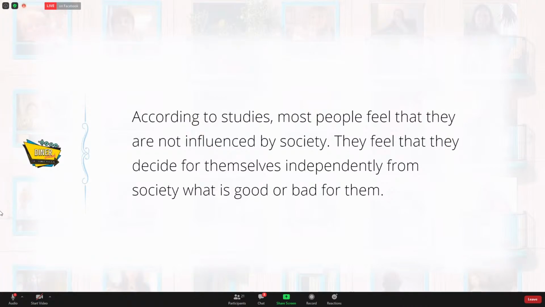Next, according to studies, most people feel that they are not influenced by society. They feel that they decide for themselves, independently from society, what is good or bad for them. But the truth is, we are all influenced by society a lot more than we realize. For instance, when people say, "Tell me who your friends are and I'll tell you who you are," it's true to some extent.